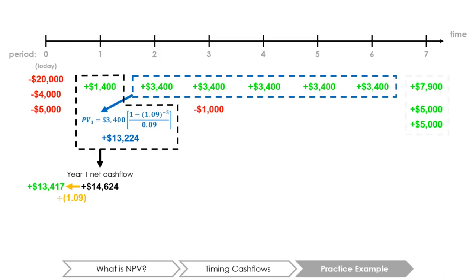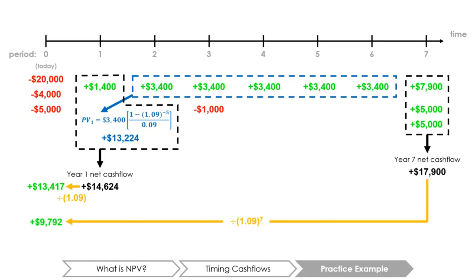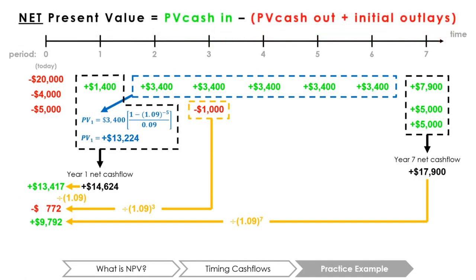Next, let's present value the loose ends. We'll sum the cash flows in year 7 and discount them to year 0 by dividing by 1 plus 0.09 to the power of 7. We'll discount the $1,000 cash outflow in year 3 by dividing it by 1 plus 0.09 to the power of 3. Remember to keep the negative sign, representing a cash outlay, as paying for this license lowers our net present value. Now that all of our cash flows are in present value terms, we can combine them and subtract the initial cost, which is already expressed in today's dollars because these costs occur in the present.